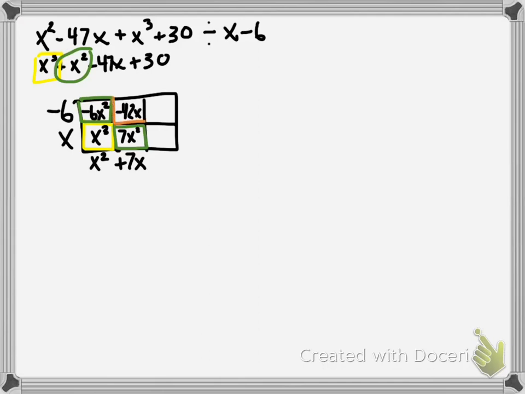All right, I've got negative 42x, and what number is going to give me the negative 47x? And I get negative 5x. Well, then this has to be negative 5, and this would be 30. Those match, so there's no remainder in this problem. My answer to this question is x squared plus 7x minus 5.